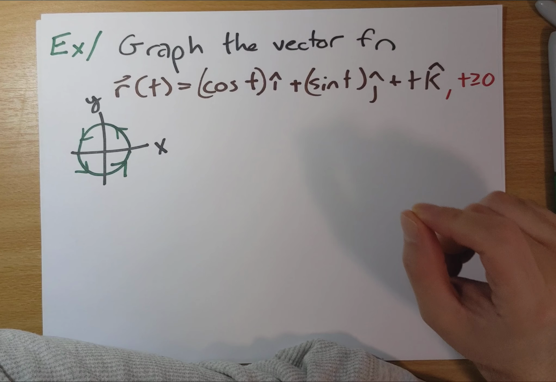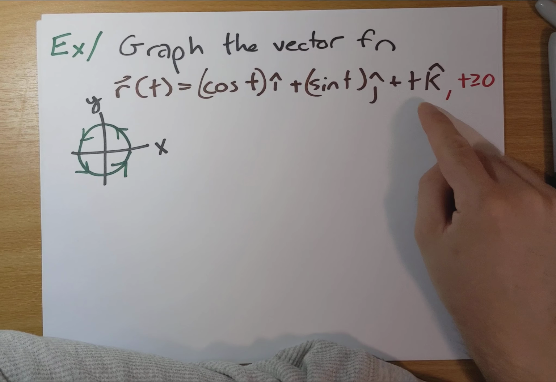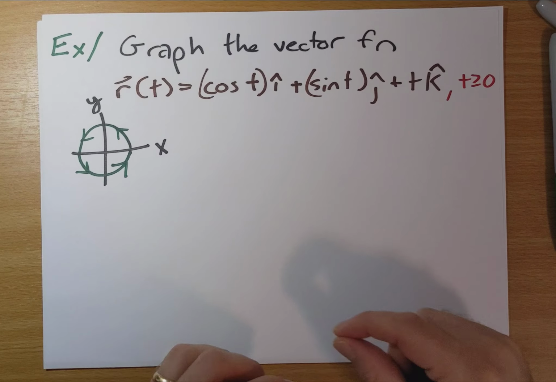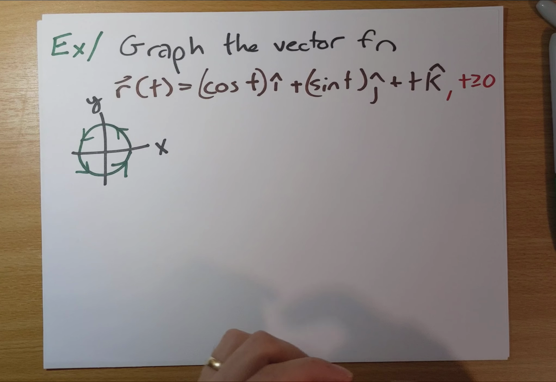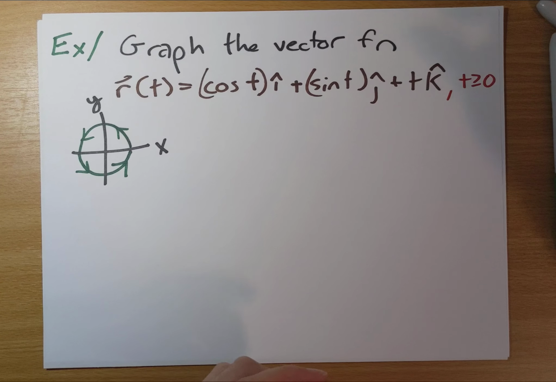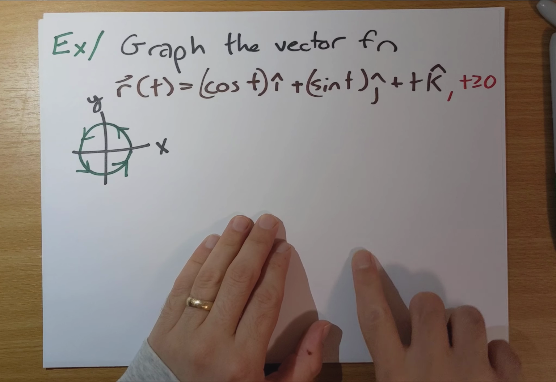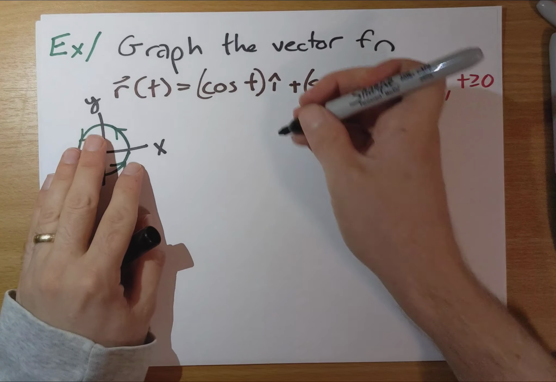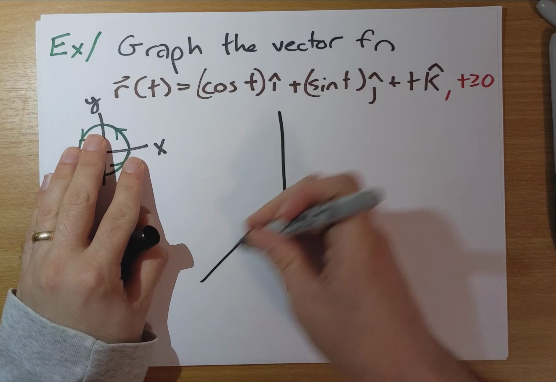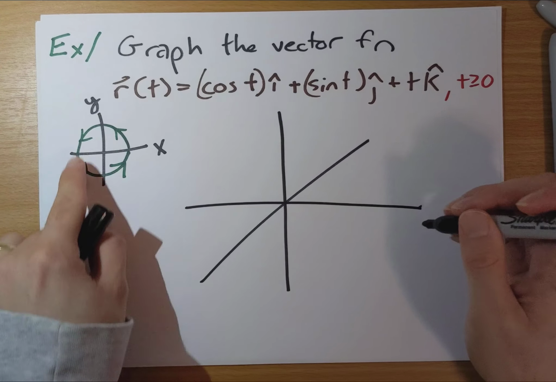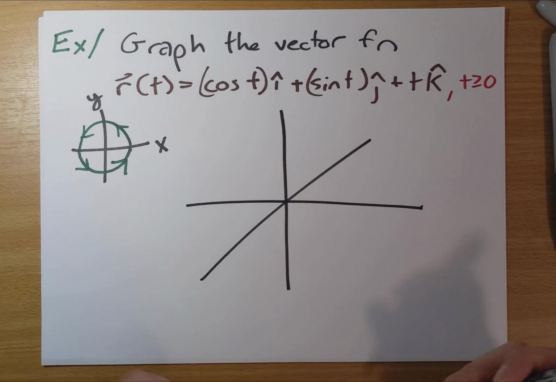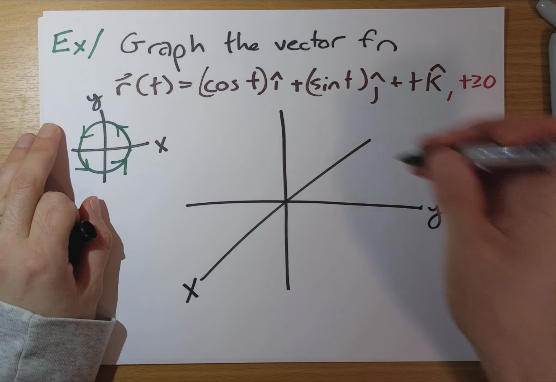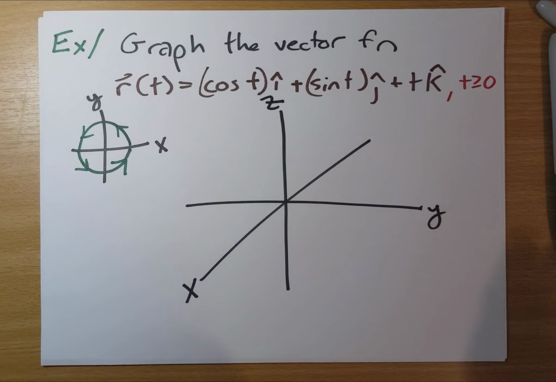But the k hat component here is not 0. The k hat component here is t. And so what happens is that as t is increasing, the k hat component is going to get bigger and bigger and bigger. So instead of drawing just 2 dimensions, it's time for me to draw 3 dimensions. So here's x, here's y, here's z.